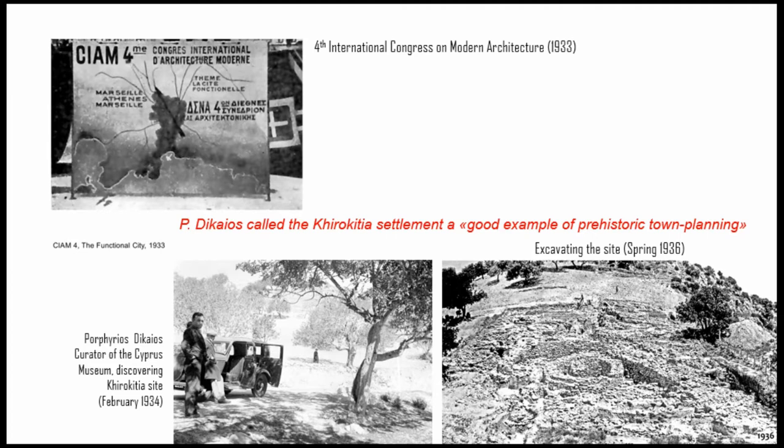The then director of the Department of Antiquities, Porphyrios Dikaios, showed them the few parts of the Choirokitia site that were visible at the time. A few years later, he would go ahead and start his excavations to unearth the rest of the site. Sorry, but this is very slow.